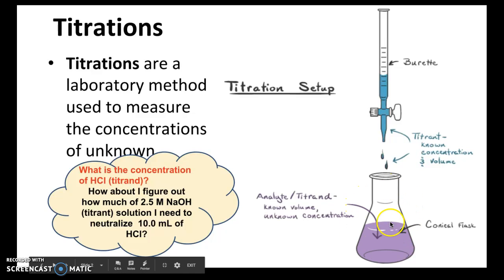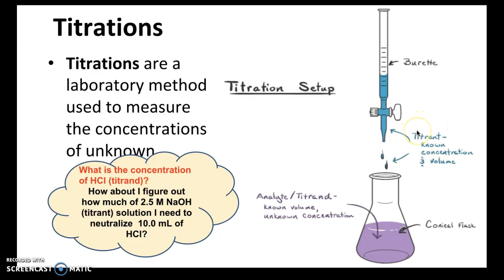Here in the Erlenmeyer flask, I have what's called my analyte, or titrand, and that would be where I put my HCl. So I'd measure out 10 milliliters. Once I've measured out the 10 milliliters of HCl, I can add water here. It doesn't matter, because even if I dilute it, the moles will not change. Now, in the experiment, I'm going to add NaOH until I reach what's known as an endpoint, where I would know that the neutralization reaction of HCl and NaOH has ended, and I can use that to figure out my concentration of the HCl.